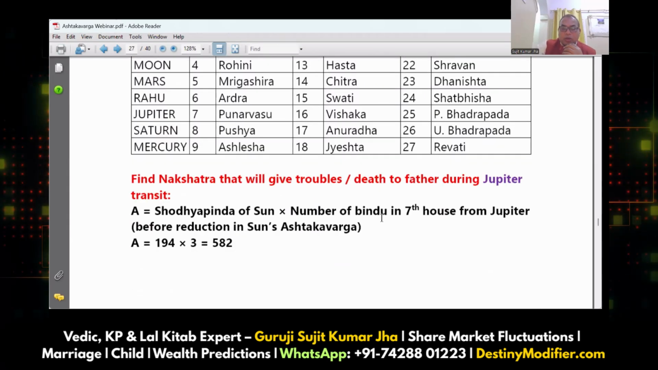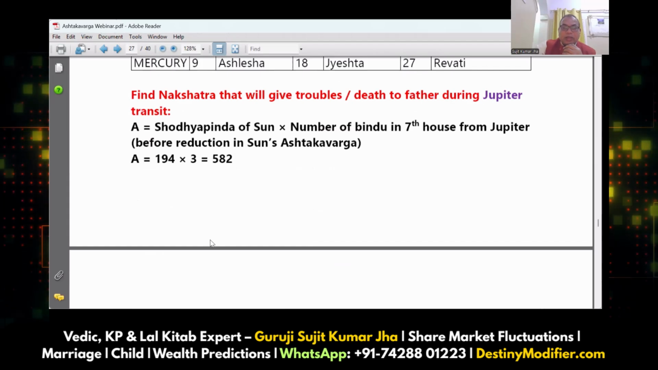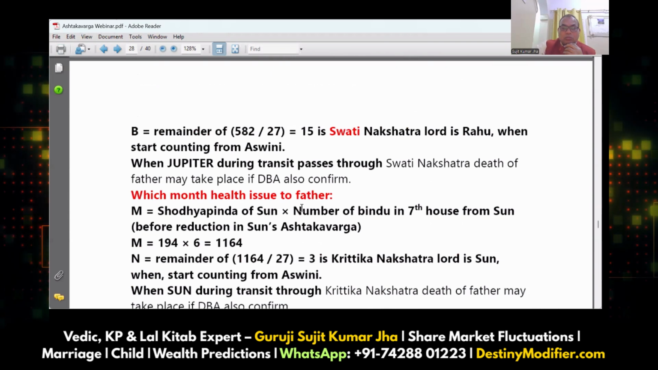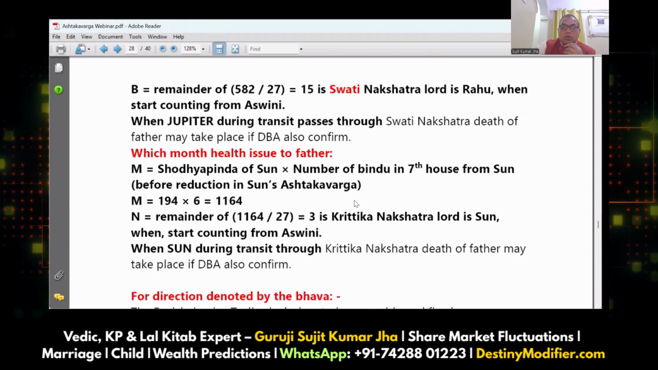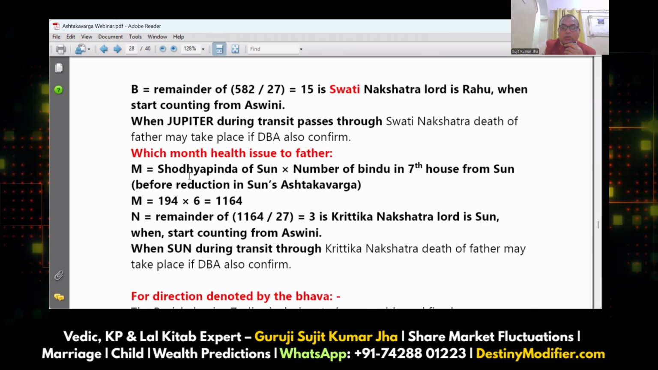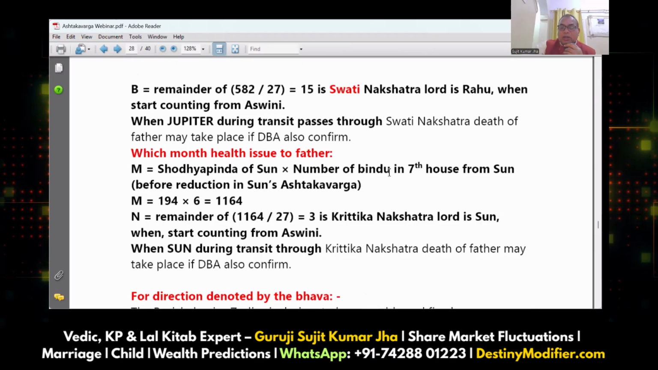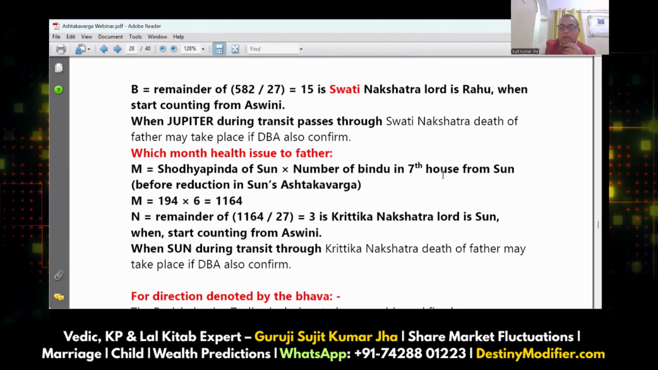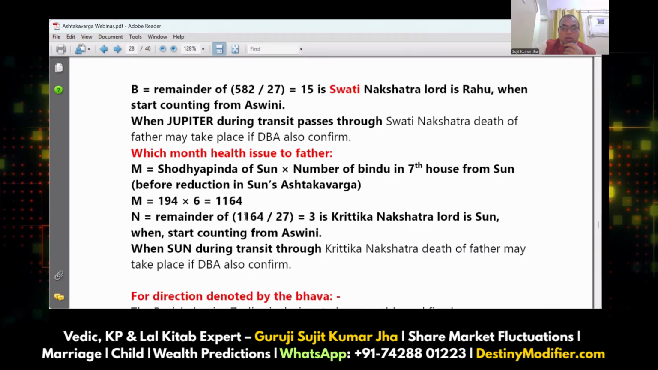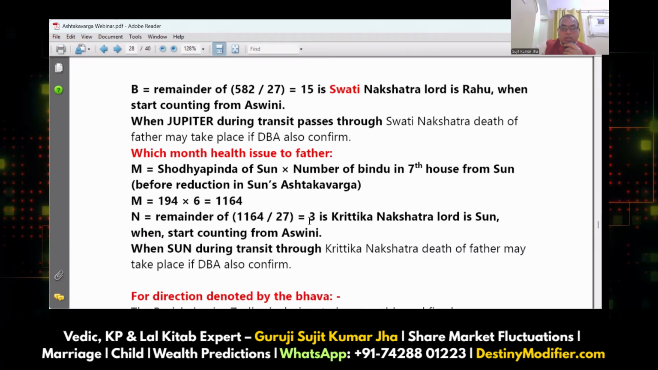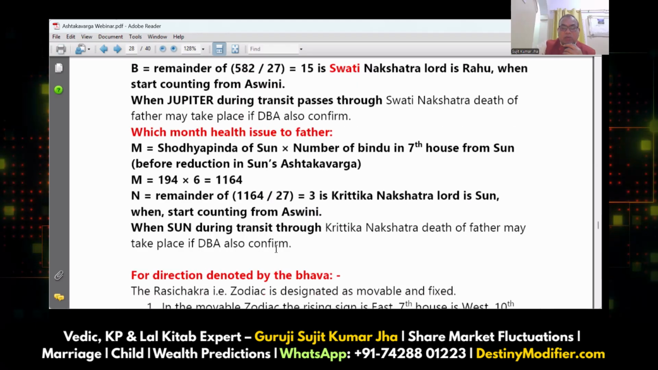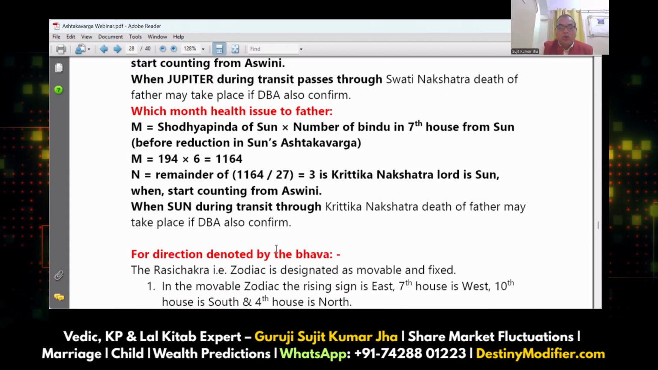In the same way, from Jupiter, when Jupiter transits, we can also find what result will come, and in which month the result will come. Then what will we do? We will find the Sodh Bindu of the Sun and multiply by the number of bindu in the seventh house from the Sun. Then divide by 27 and see which nakshatra comes. If the Sun transits that nakshatra, it will give problems to the father that month.